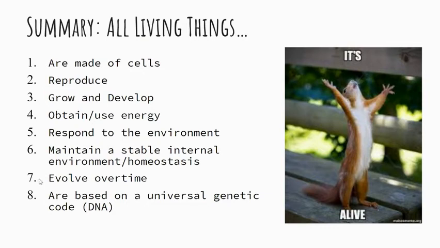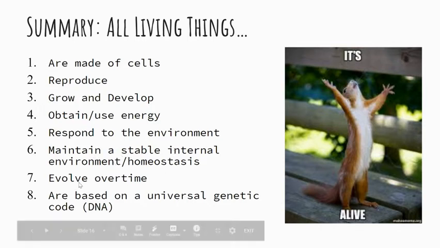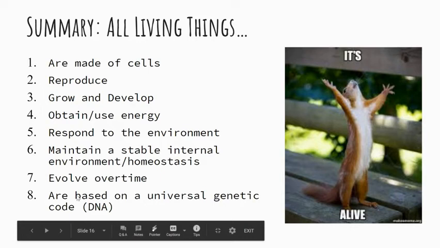Okay, so hopefully you were able to list all 8 characteristics. Remember, all living things are made of one or more cells. They can reproduce. They grow and develop. They obtain and use energy. They respond to the environment. They maintain a stable internal environment called homeostasis. They evolve over time. And they are based on a universal genetic code stored in the molecule DNA.